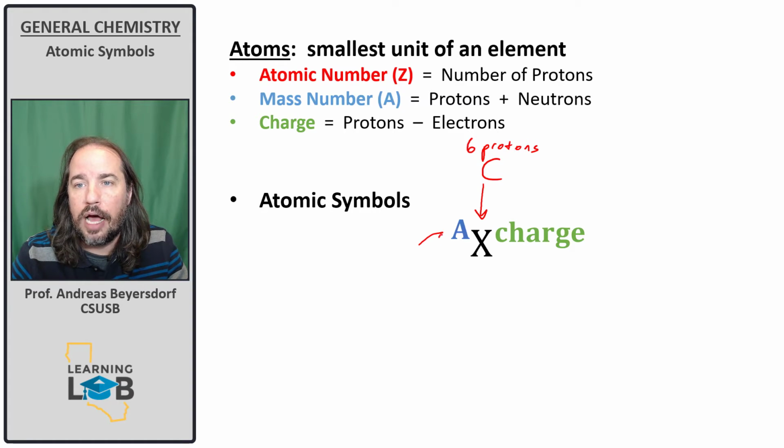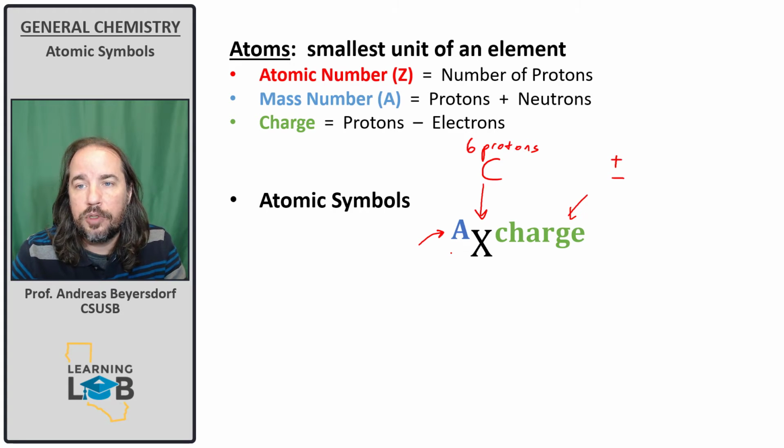To the upper left, we put the mass number. So that's the number of protons plus neutrons. And then to the upper right, that is where the charge goes. The number of protons minus the number of electrons. This can either be positive or negative, or there could be no charge. If there is no charge, that means it's a neutral atom. We just leave this blank.